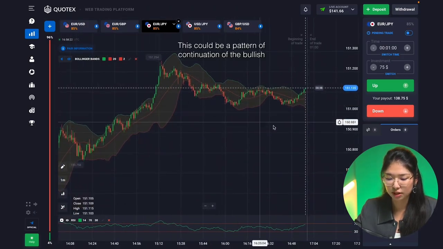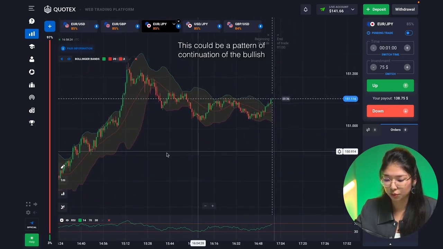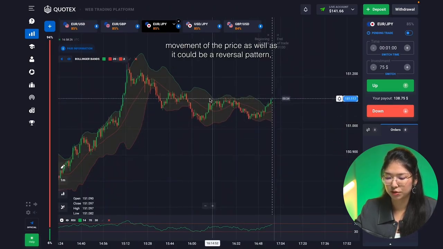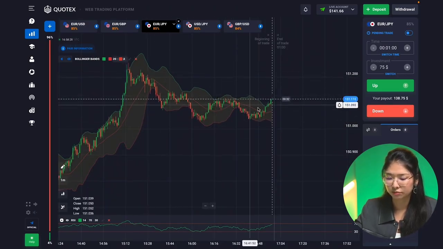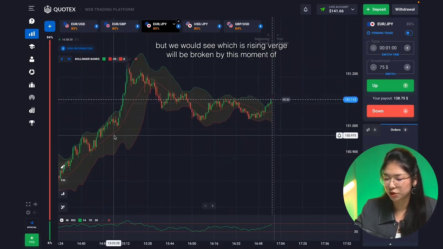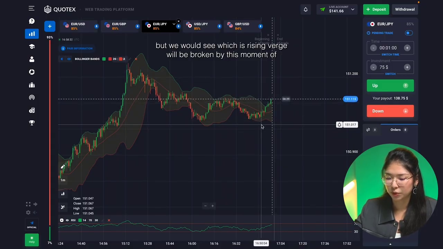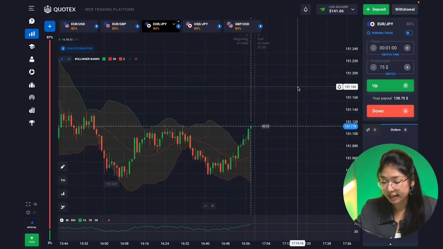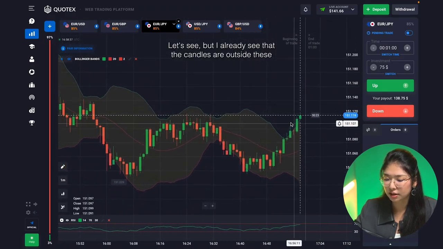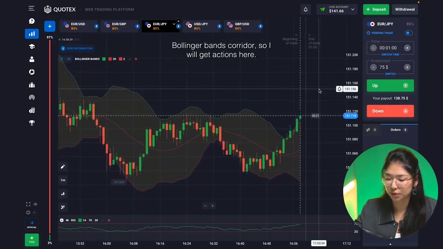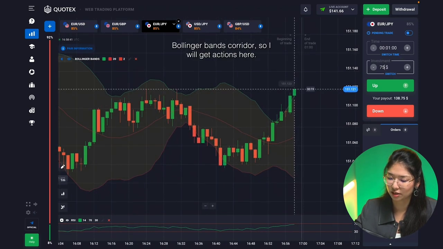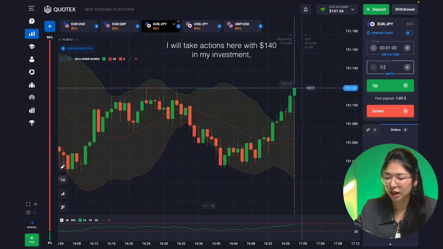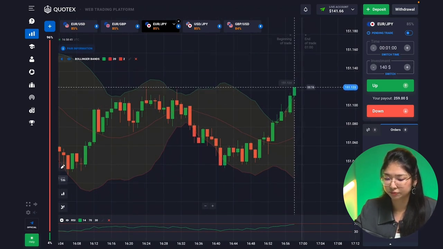and this could be a pattern of continuation of the bullish movement of the price, as well as it could be a reversal pattern. But we will see which rising edge will be broken by this movement of the price, or whether it will continue falling down. So let's see, but I already see that the candles are outside the Bollinger Bands territory, and I will take action here with $140 in my investment.